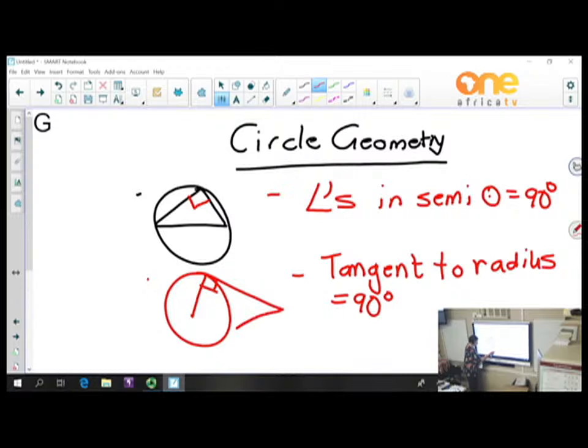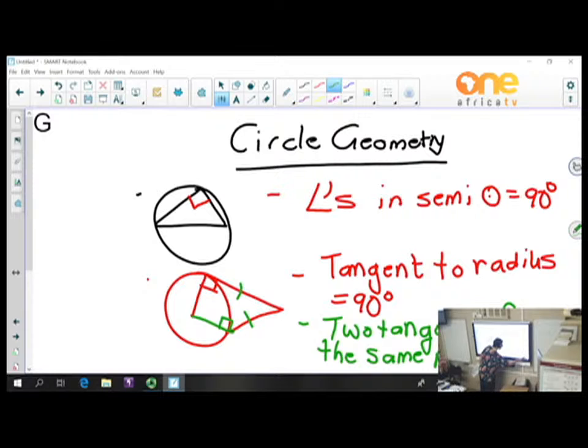And then there's a second one here. So there's now another tangent there, which means that there's also a 90-degree angle there. Two tangents from the same point are equal. So that's the third one now. Two tangents from the same point are equal. Now what happens here is that you have an isosceles triangle, can you see? So that means those two angles are equal there.